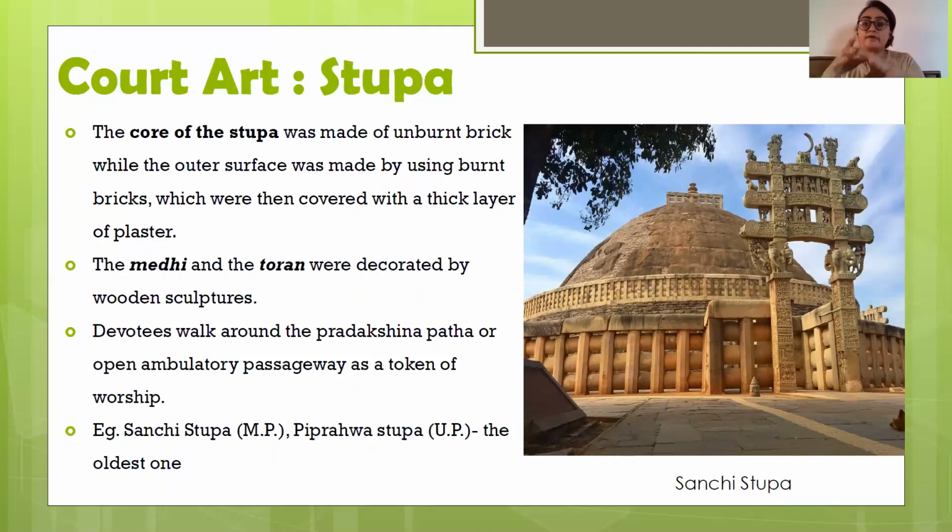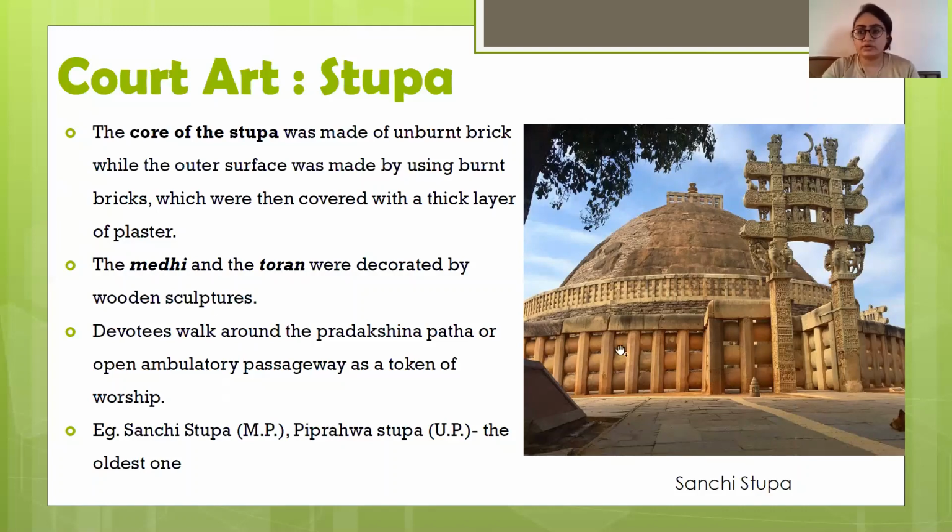Okay, first you have unburnt bricks, then the outer core of burnt bricks, and now both of these, the core and the outer core, were covered by a thick layer of plaster. Then the Medhi and the Toran were decorated with wooden sculpture. Again, we don't have a lot of remains of these wooden sculptures because wood decays fast.